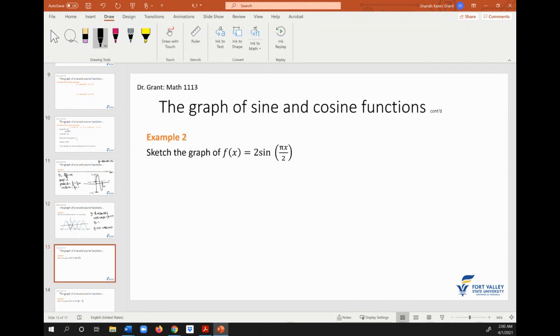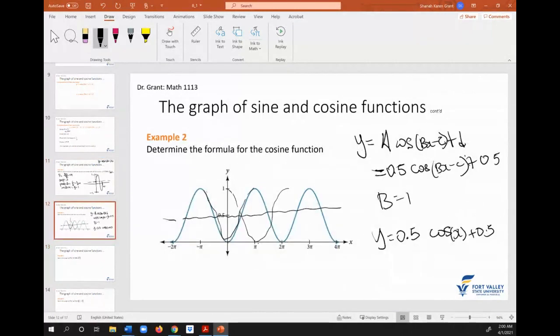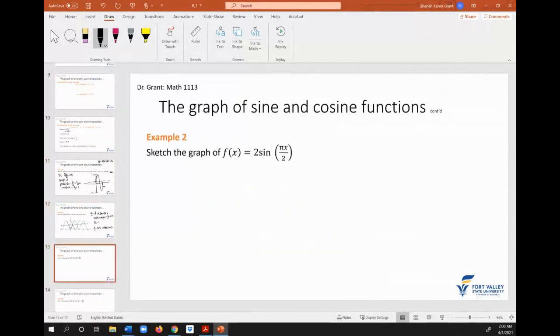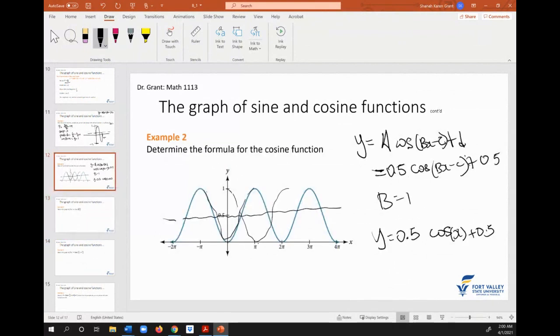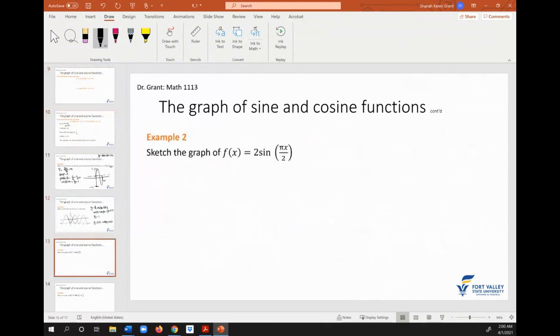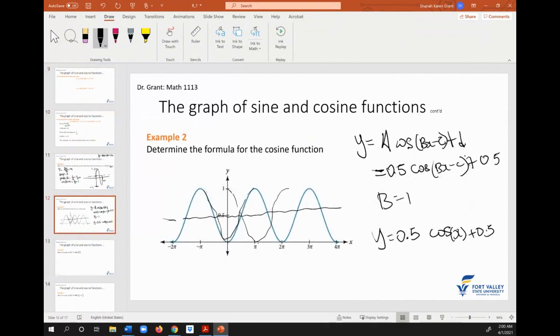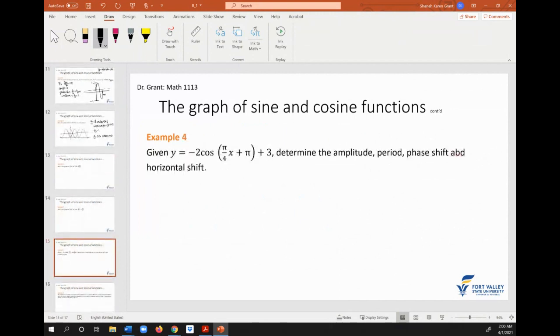All right, we're just going to skip this one since we already did one up here, which was more complicated. The same one. All right, so now what about cosine? So cosine is very similar.